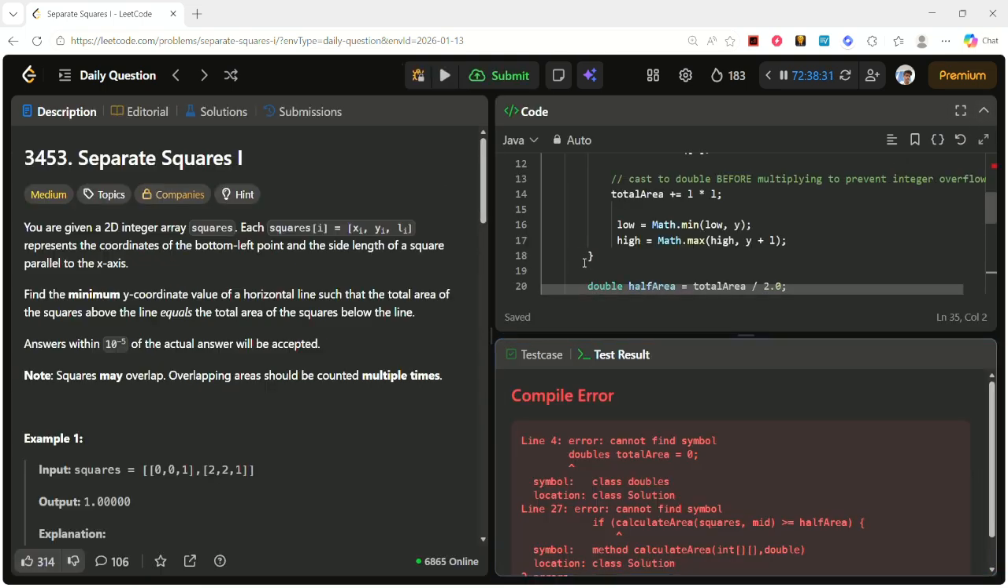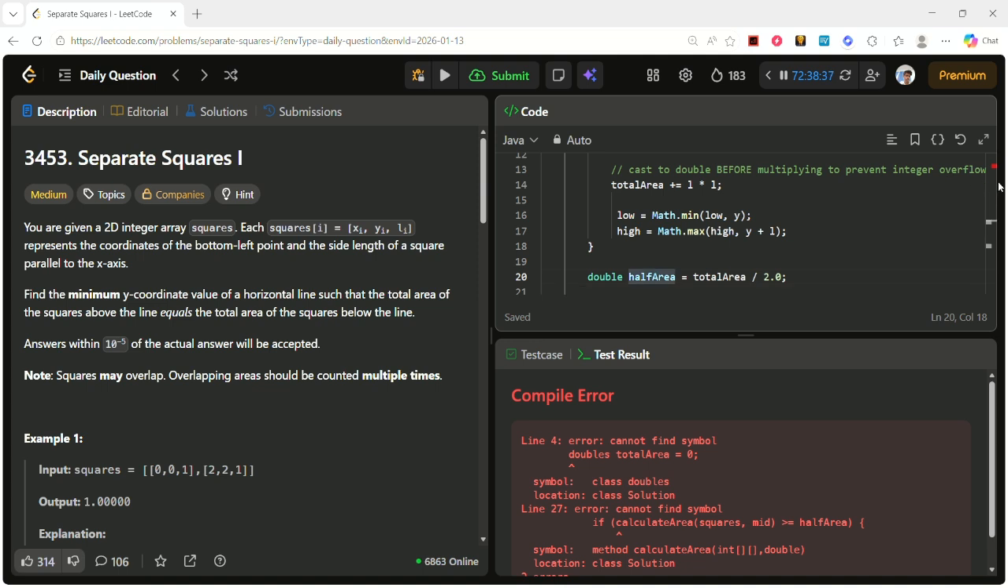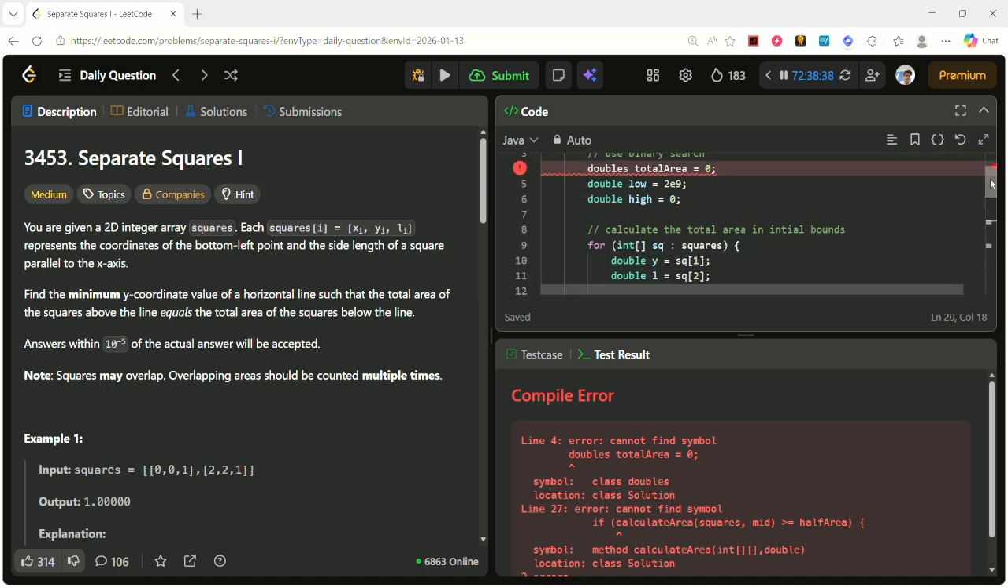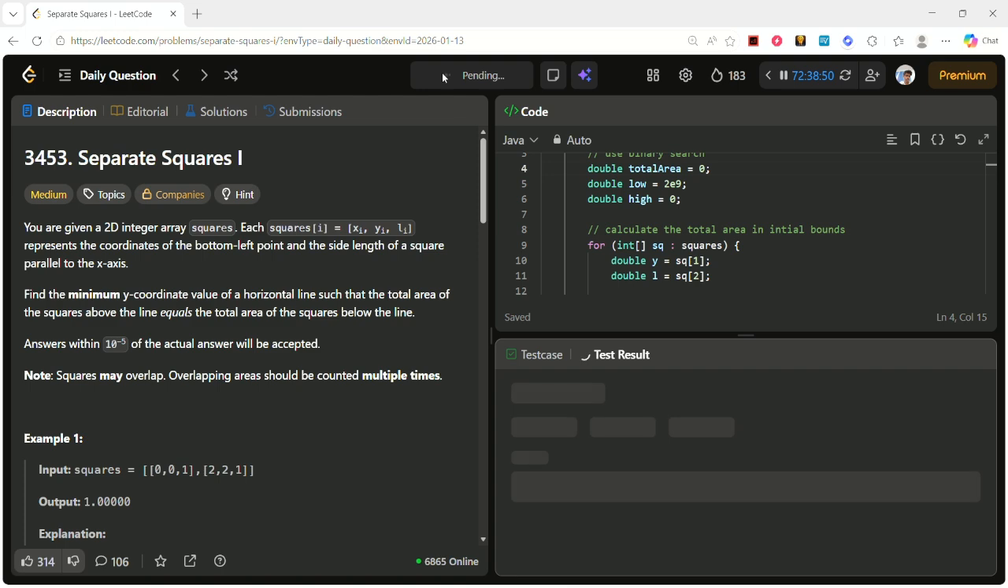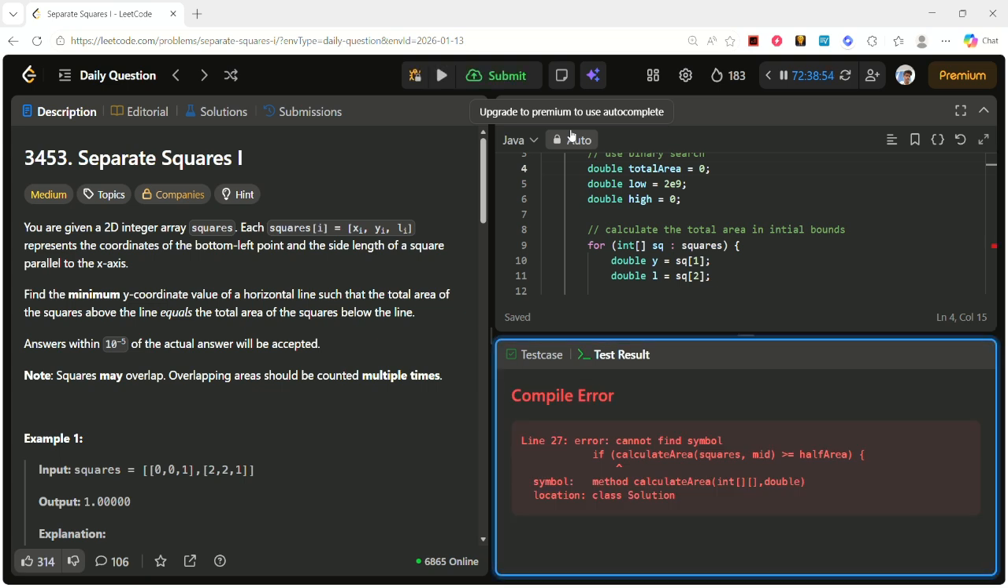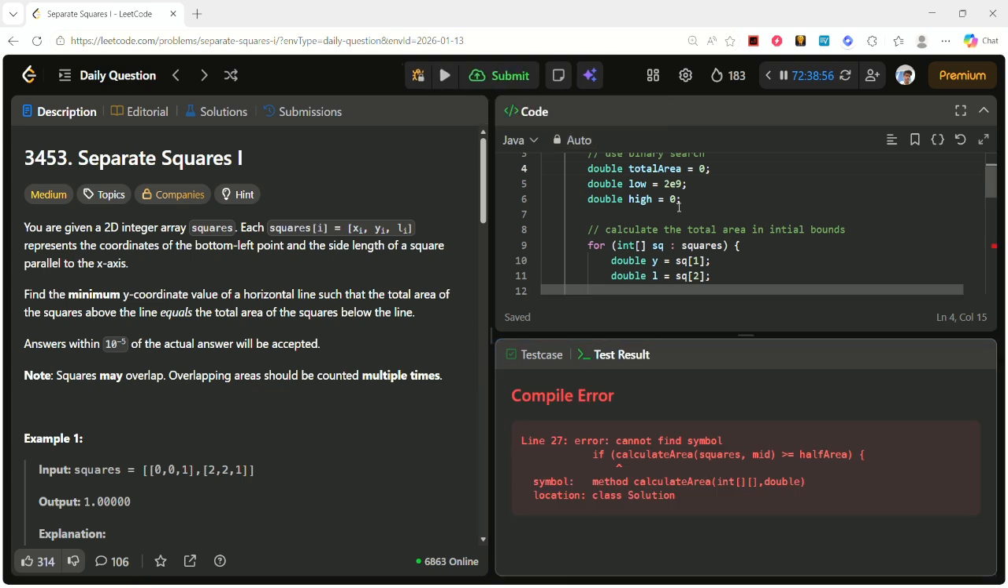Let me check, run the code. So it's not running. There is some error. Let's see. No, it is not running.